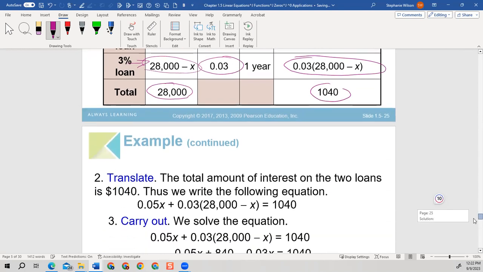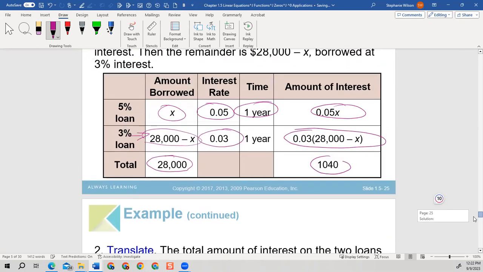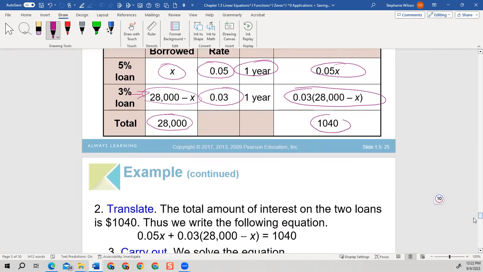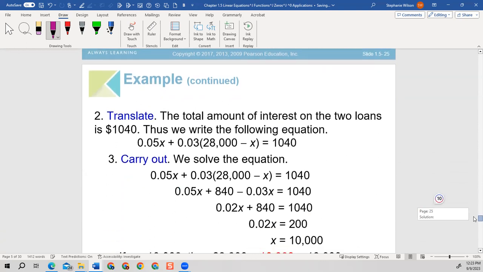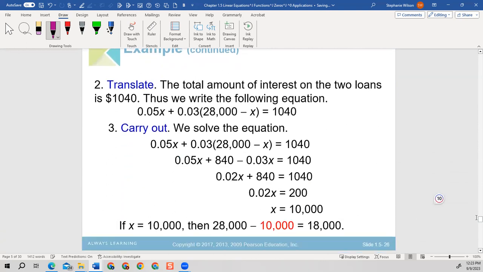So let's set this up. We're going to translate it. We're going to take it and set it equal. Because this is the total, this is the equal sign. That may help you. This is my equal sign. So I'm going to take these 2 and add them together and set it equal to that 1,000. And this is what they get.